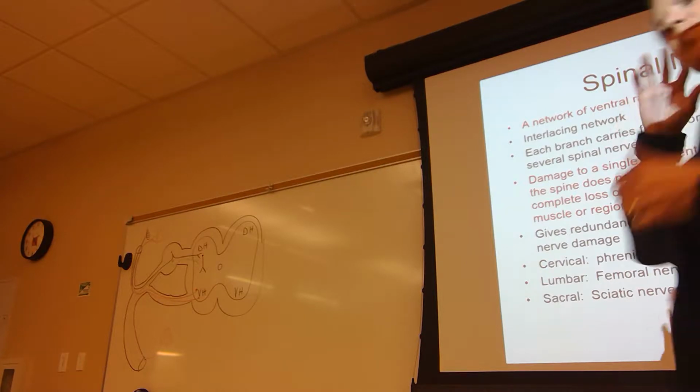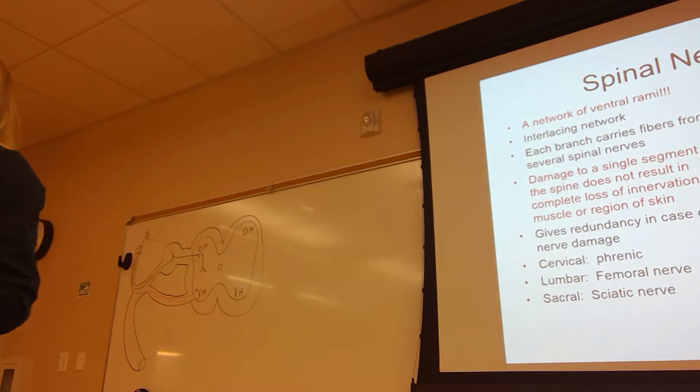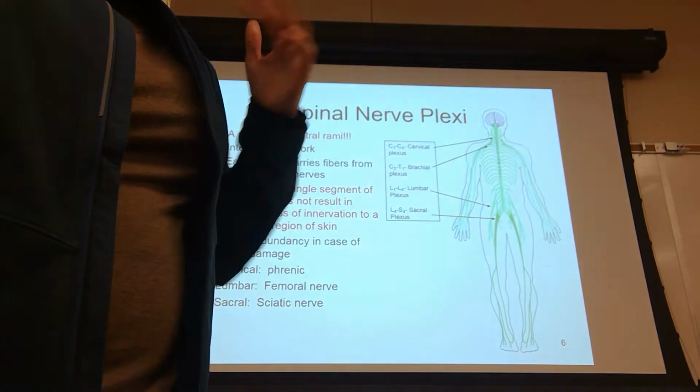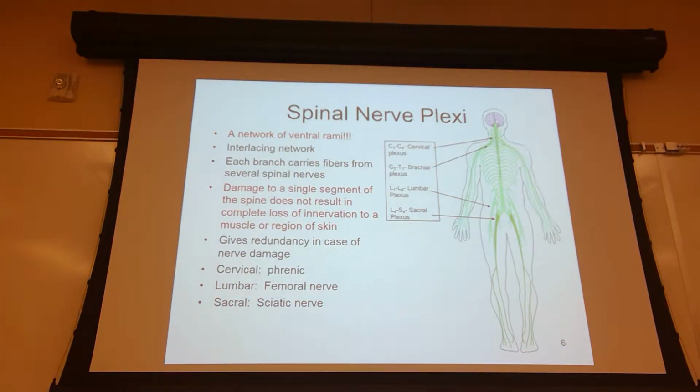So when the anterior primary rami start to lace together, it gives redundancy. We don't find this all along the spinal cord. We only find it in certain layers or levels of the spinal cord. There are 4 different plexi. There's a cervical, there's a brachial, there's a lumbar, and a sacral. The redundancy is important.